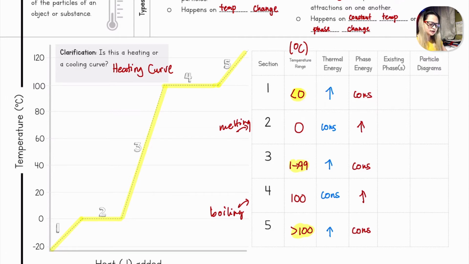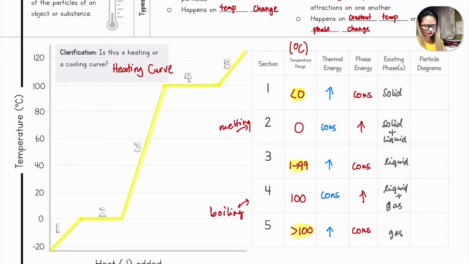What is happening at less than 0 degrees Celsius? Well, it is just solid. And then at 0, it is melting, so therefore both of them should be there, solid and liquid. This one is just liquid. This one is liquid plus solid. No, sorry, I misspoke there. So liquid plus gas, and this one is just gas.